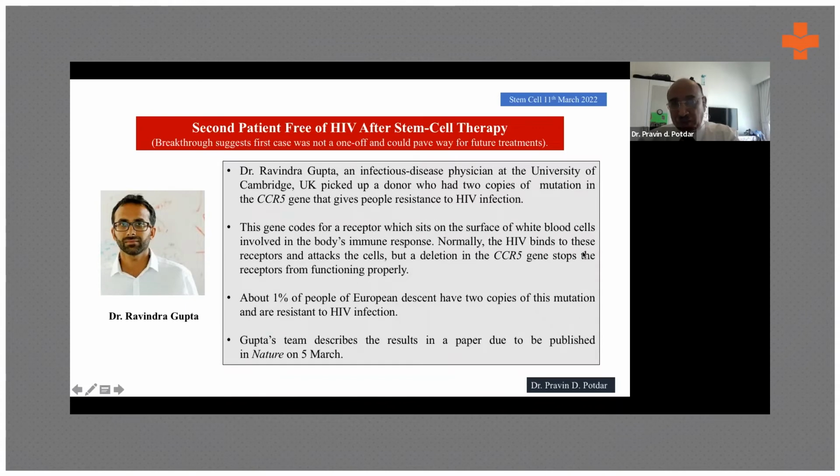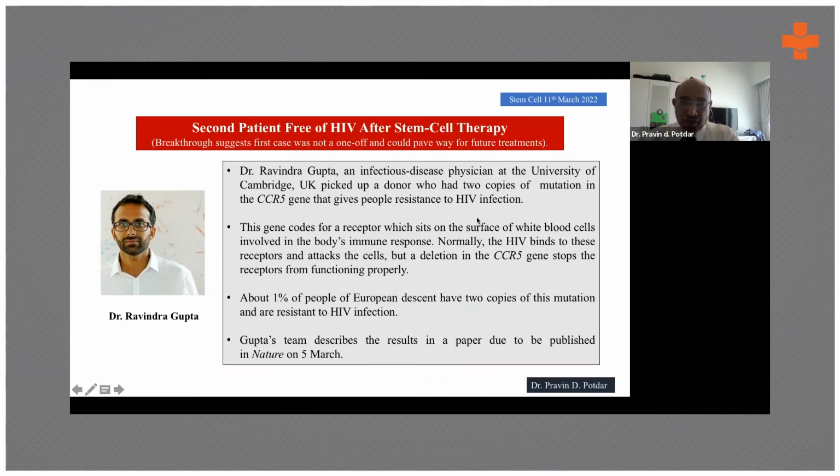Normally, the HIV binds to this receptor and attacks the cells, but with deletion of the CCR5 gene, that is the same concept which I already told you. About 1% of the people of European descent have 2 copies of this mutation and are resistant to HIV infection. So see how Dr. Ravindra has made it simpler in treating HIV, but he has to study it further.